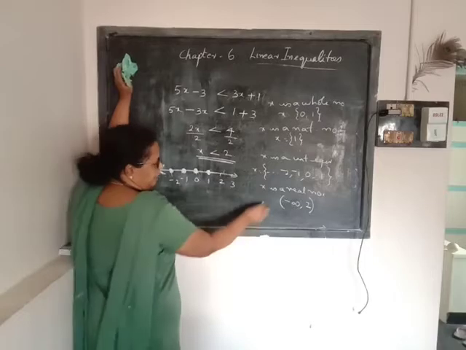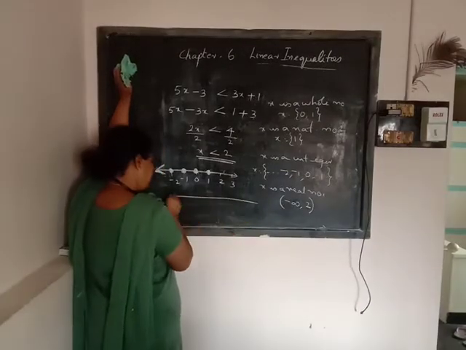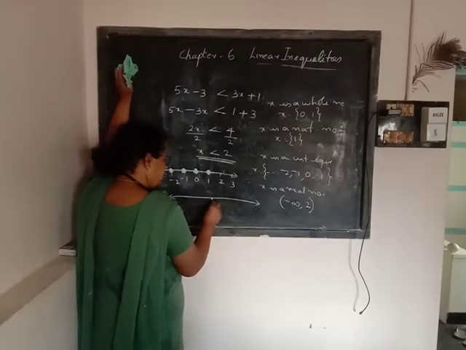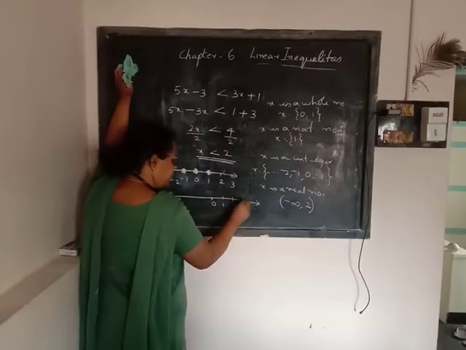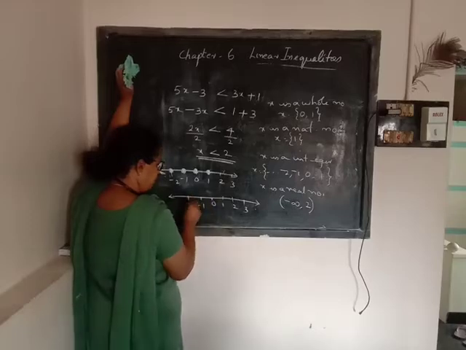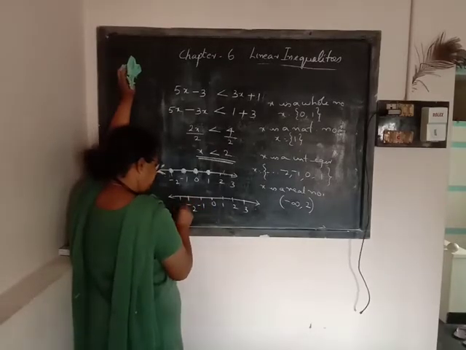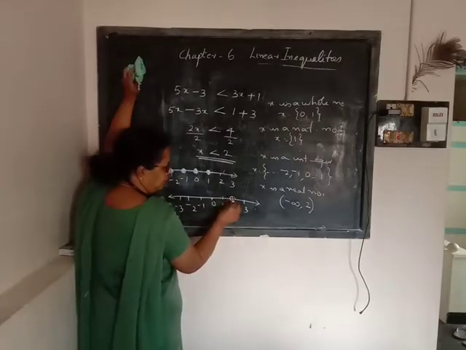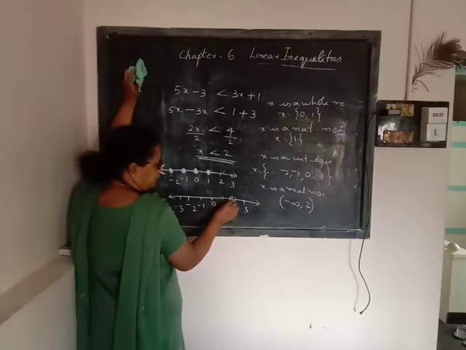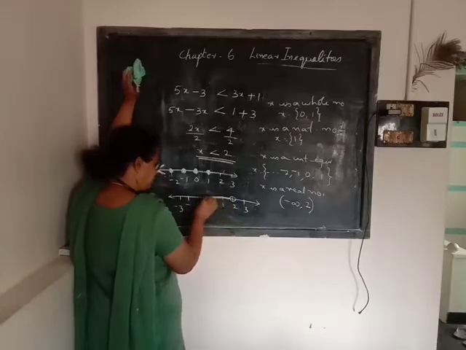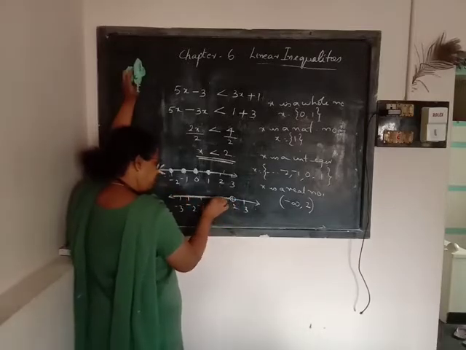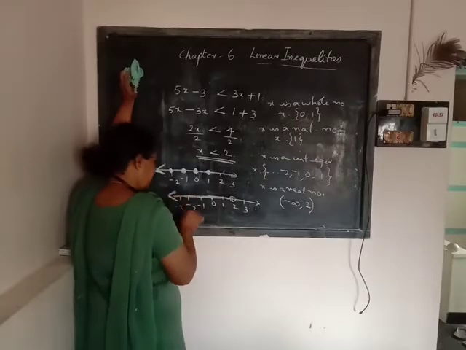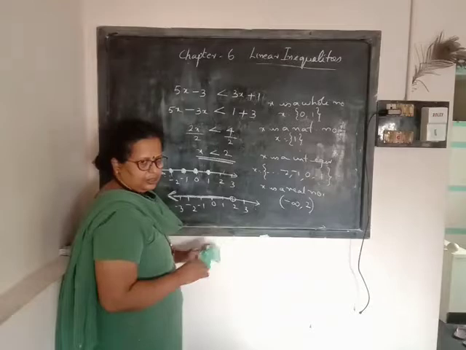This is for integers. When x is a real number, what is its representation? 0, 1, 2, 3, negative 1, negative 2. Strictly less than 2 means 2 should be an open circle. Then less than 2 means the left part of the number line, left of 2, with the left arrow.